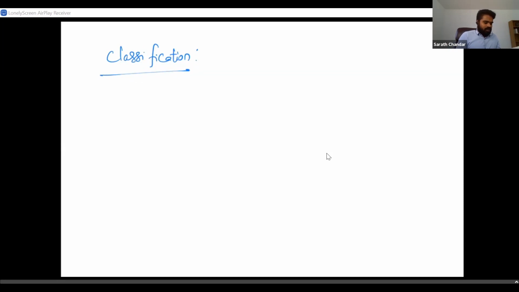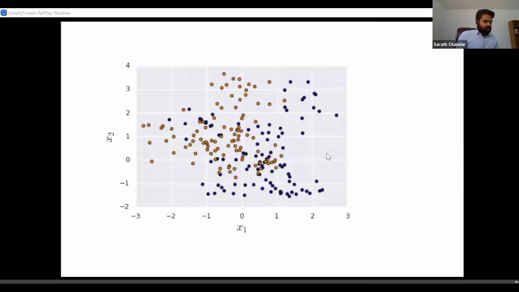In this case, we are going to work with some synthetic data that I have created. There are two features, x1 and x2, and we have two classes. We have a blue class and an orange class, and we have 100 examples for each class. Now the goal is, given a new circle, I want to classify it as either blue or orange.